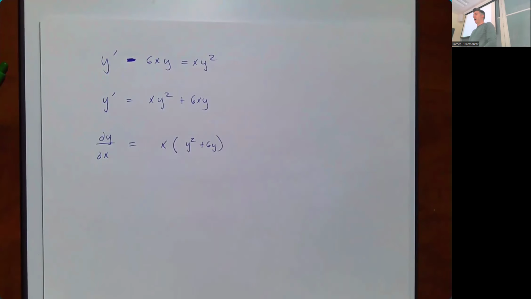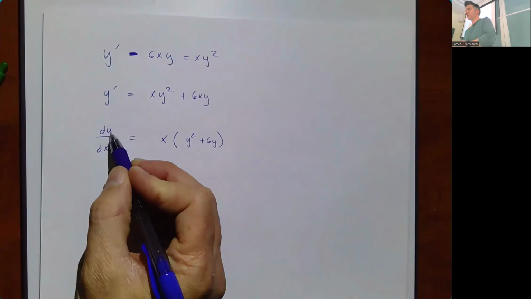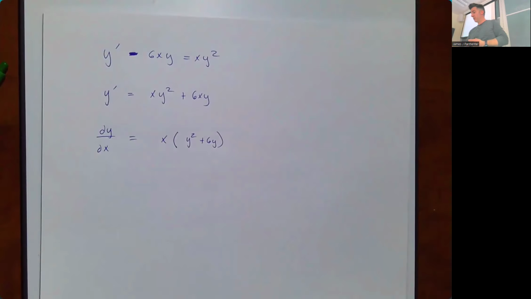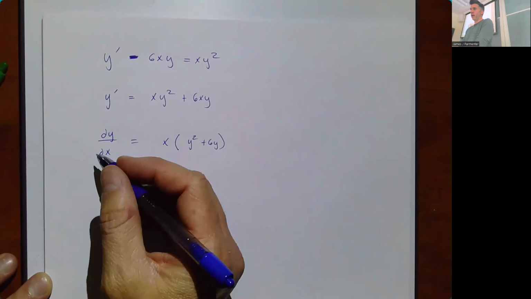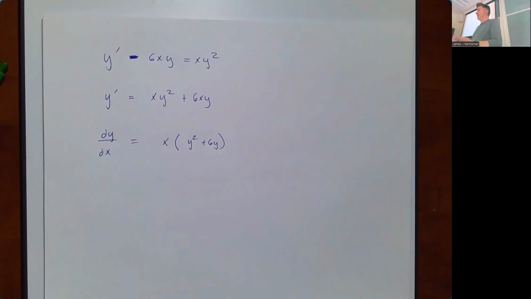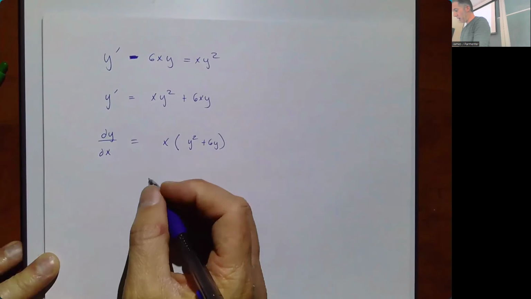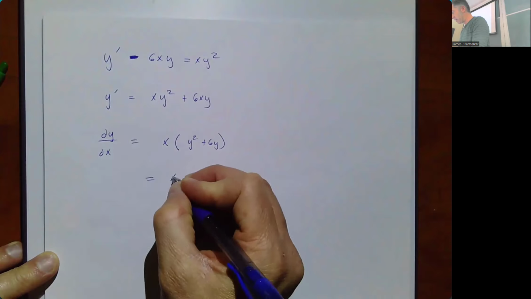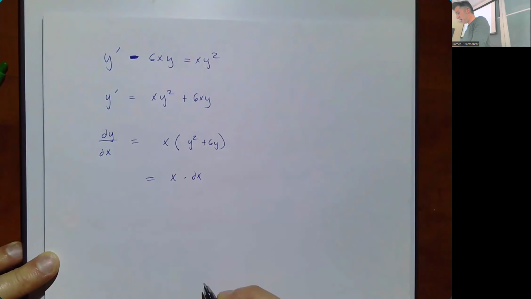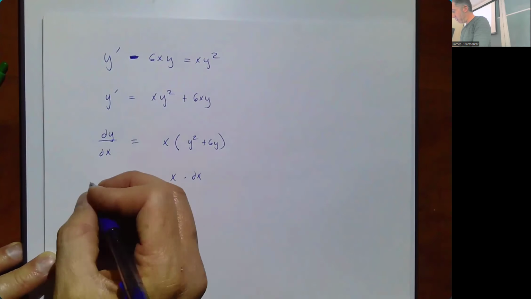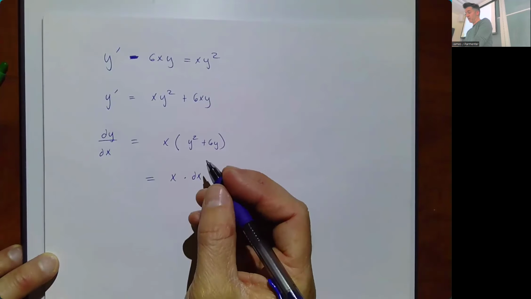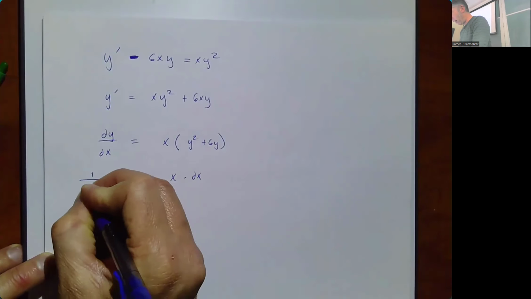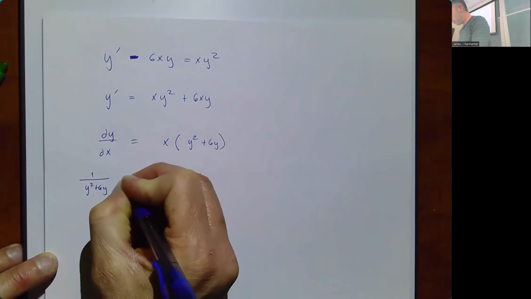Whenever I'm writing this, I'm always putting the derivative on the left. And so whatever's in the top is always going to end up on the left, and whatever's in the bottom is always going to end up on the right. Basically each d whatever thing has to end up not in the denominator. So on the right-hand side, I'm going to bring that dx over and have x times dx. On the left-hand side, I'm going to have division by y squared plus 6y. So I'm going to have 1 over y squared plus 6y dy.